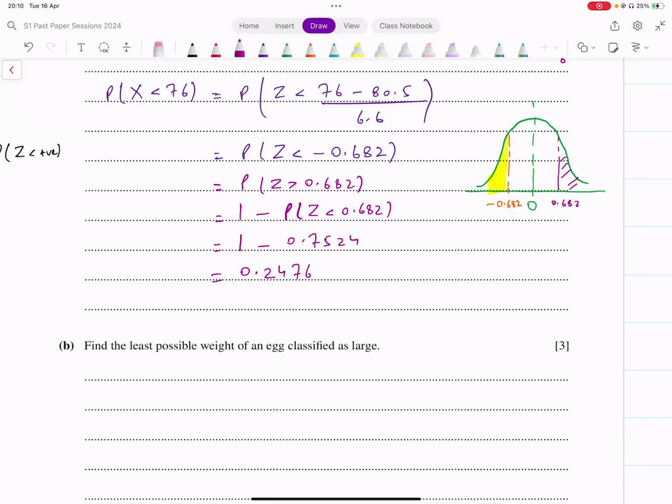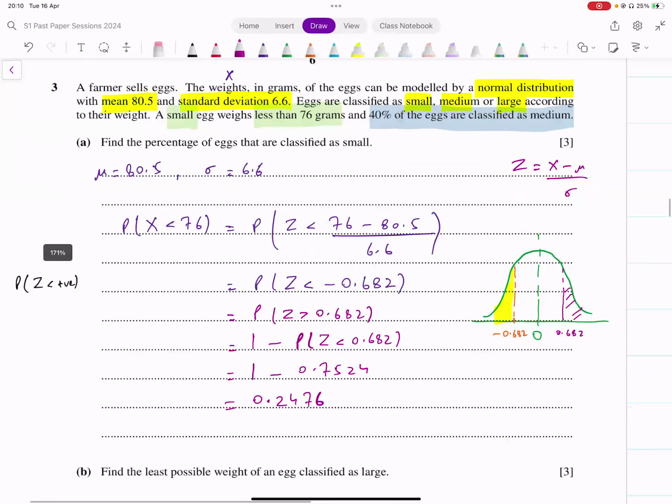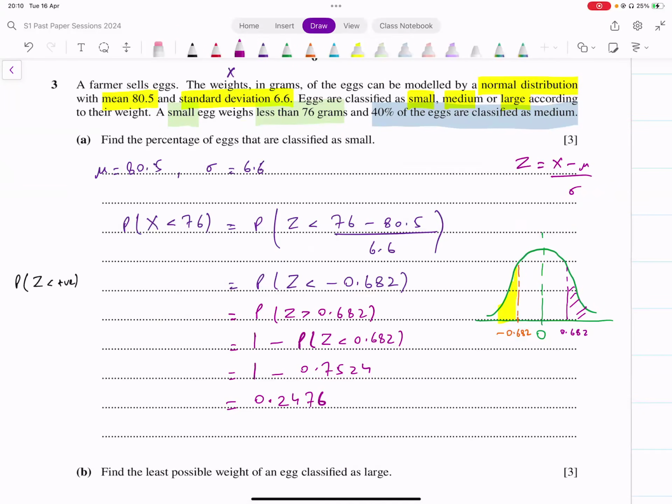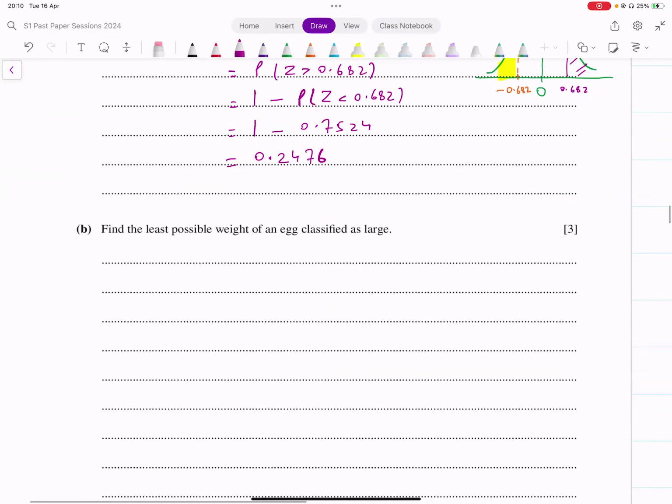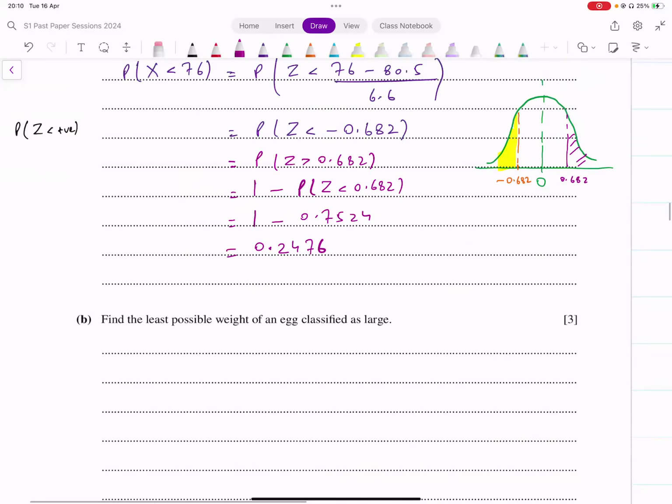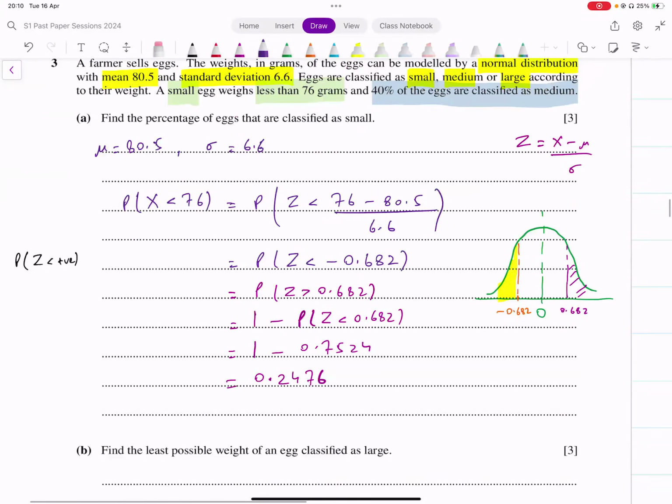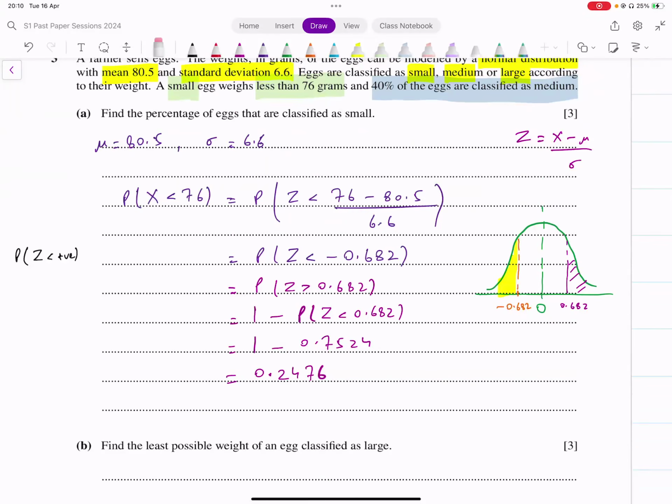0.2476. Okay, that's the result that we get in the first part. Pretty straightforward, simple normal distribution, right? So if you have understood the concept, these are simple 3 marks. Now it says find the least possible. Okay, no, I'm sorry, this is not the final result yet because they were asking for the percentage. What's the percentage of x that is classified as small? Write this as a percentage now.